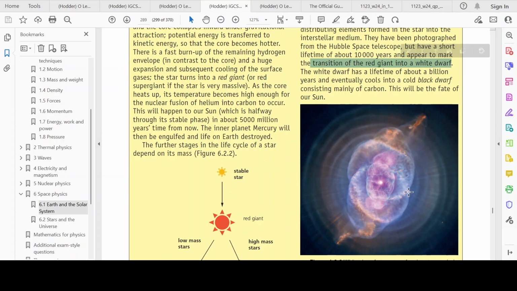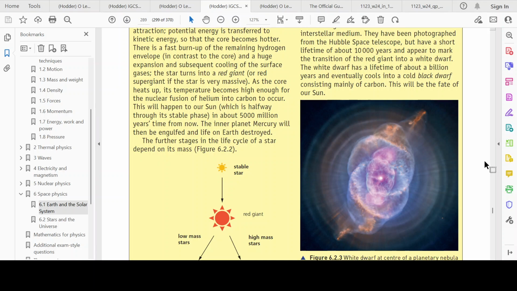So from a red giant, it turns into a planetary nebula with a white dwarf at the center, and then finally the nebula disappears and turns into a simple white dwarf. That has a lifetime of about a billion years and eventually cools into a cold black dwarf consisting mainly of carbon. That's what's going to happen to our sun in about 5 billion years. So yeah, we have some time.